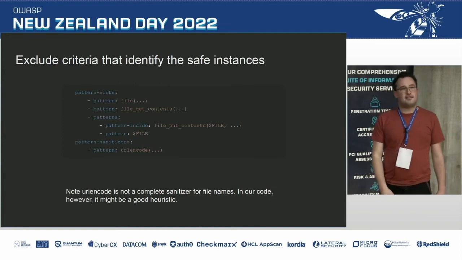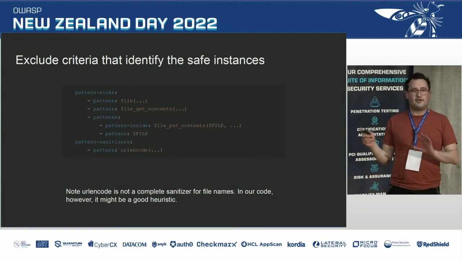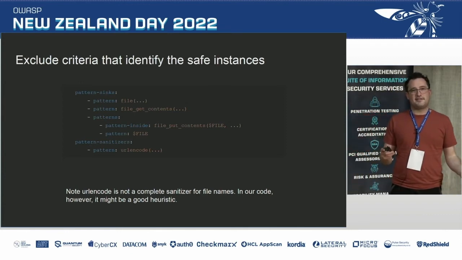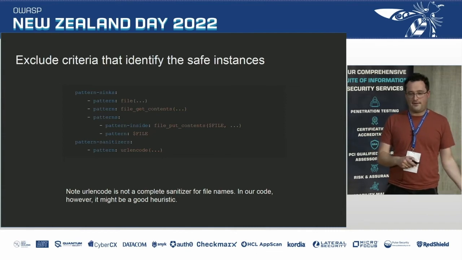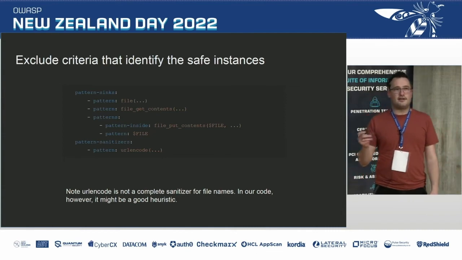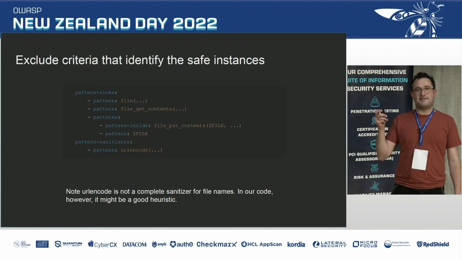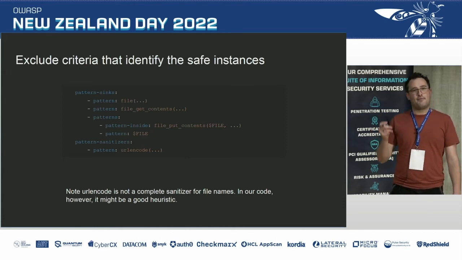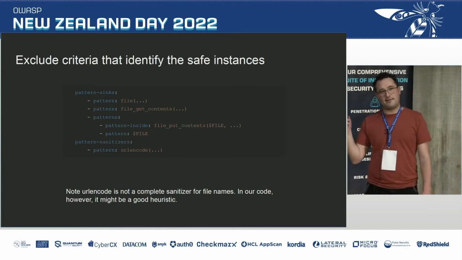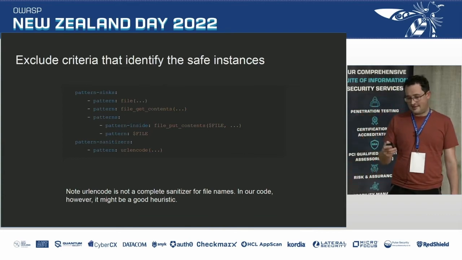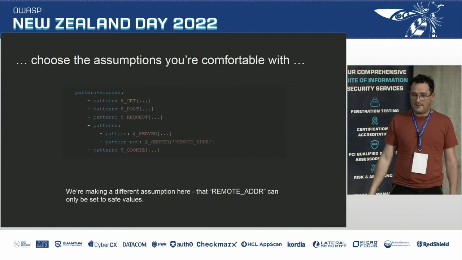So we can add a series of sanitizers, and I use this term loosely in this case. We can add a series of expressions that says even if what you put into this is bad, the output is safe, and that's a sanitizer. URL encode is not, in general, a valid sanitizer for file names. Because this happens to be usable for URLs, and because it's a reasonable heuristic that we will only use URL encode for URLs, this is a decent heuristic in our code base.